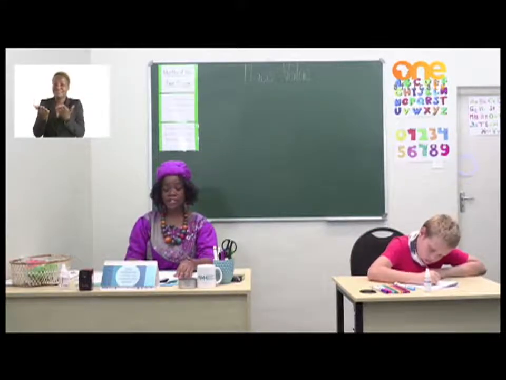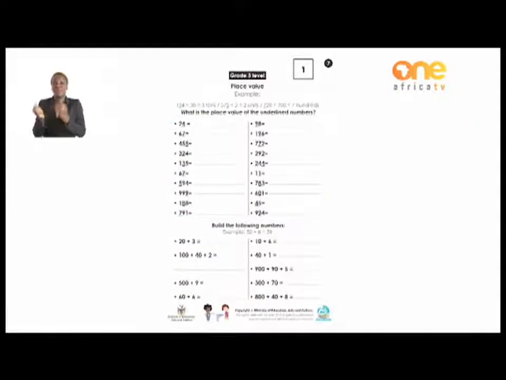Now turn to page 7. On grade 3 level, we will look at the place values. But what are place values? Place value is the position of a digit in a number. Each position tells us its value. So in a number, we have the hundreds, the tens, and the units. For example, you have been given an example there.